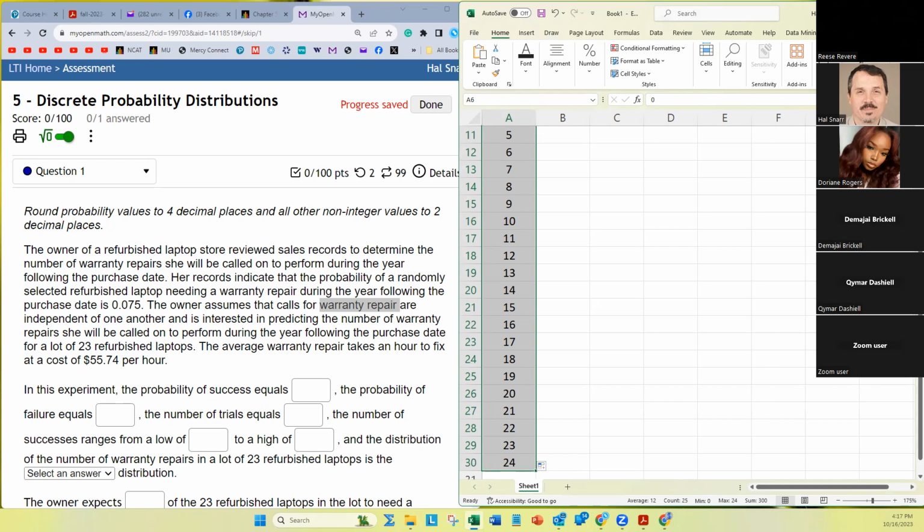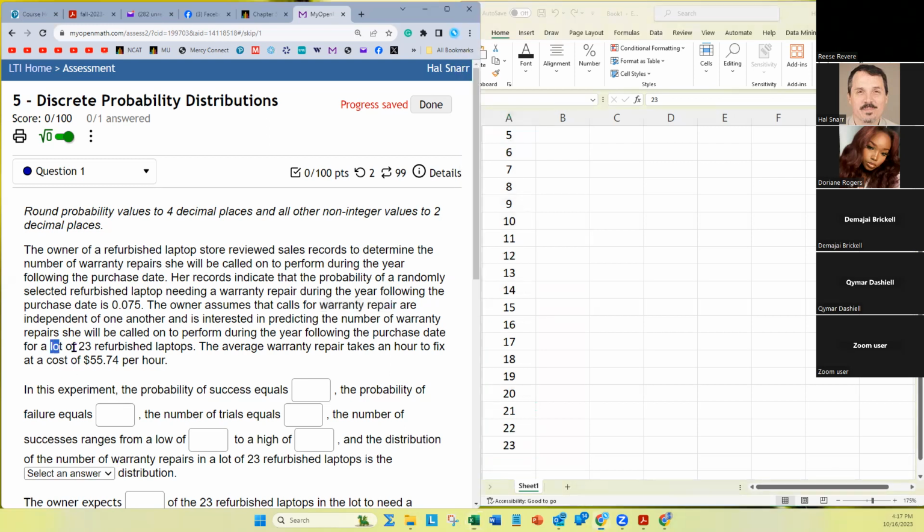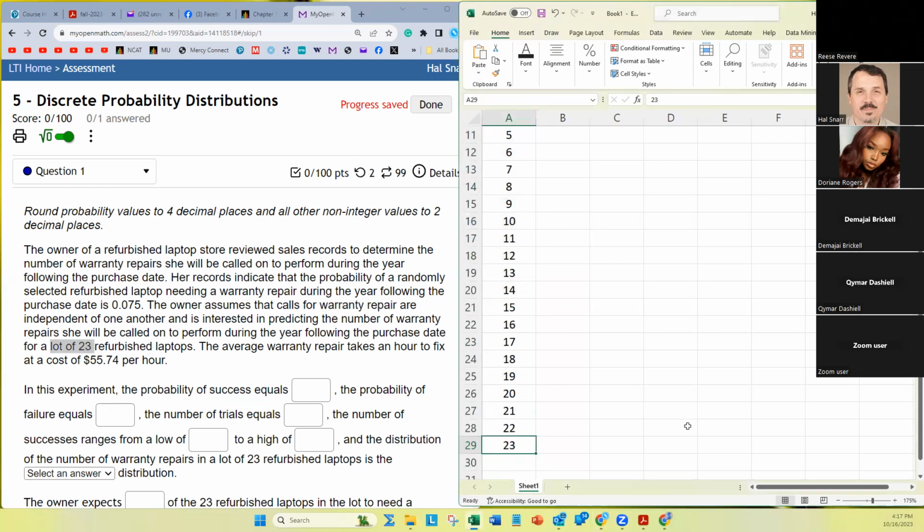Nope. That is not possible. Why? Because there's only 23, right? So the last outcome of your experiment is the number in your lot. I have a lot of 23. My last outcome in my experiment is 23, because I only have 23 laptops. So not only is this discrete, it's finite. If there's no theoretical limit, then it's infinite. But here, this is finite.